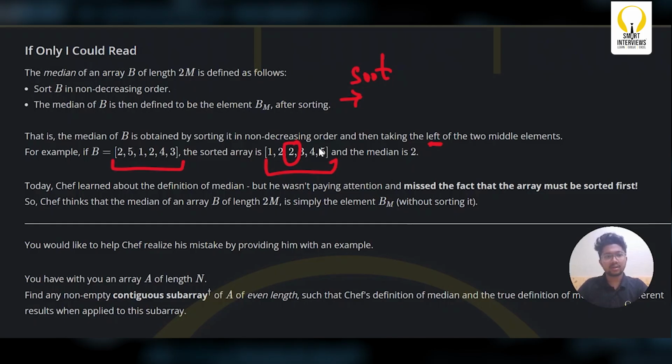But Chef doesn't know, or Chef missed the fact that the array must be sorted first. So what he'll do, he'll just print 1. By Chef's definition, he is going to print 1, but by the actual definition, we are going to print 2. Okay, clear?